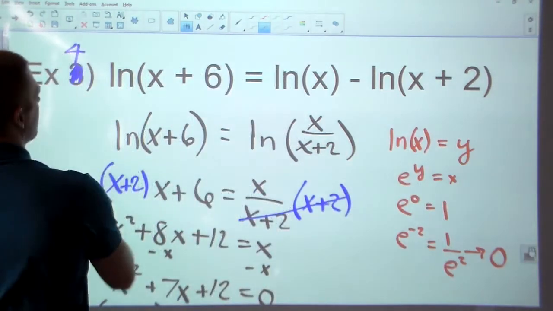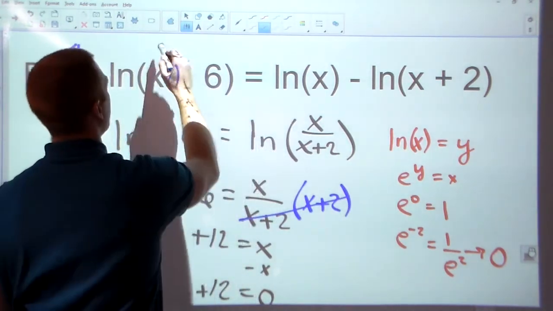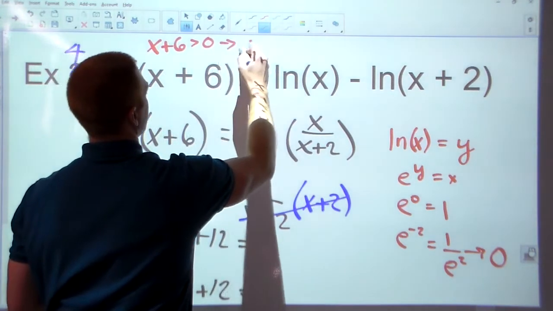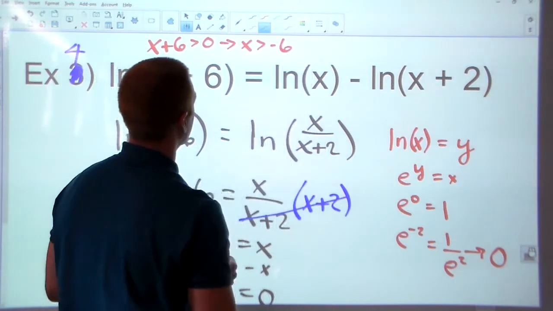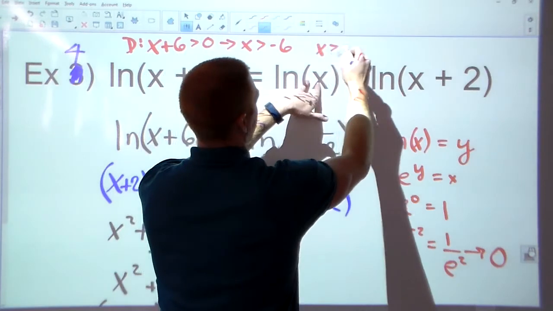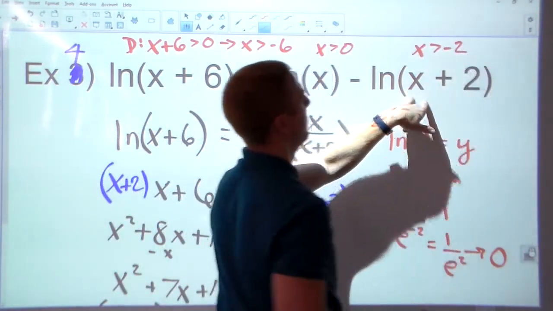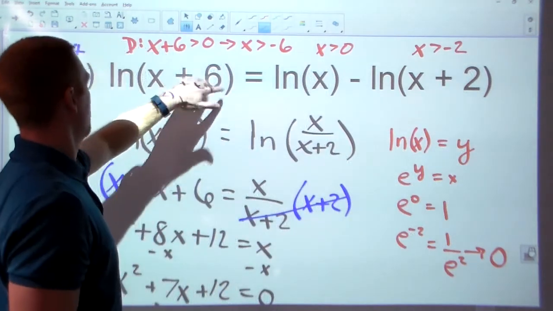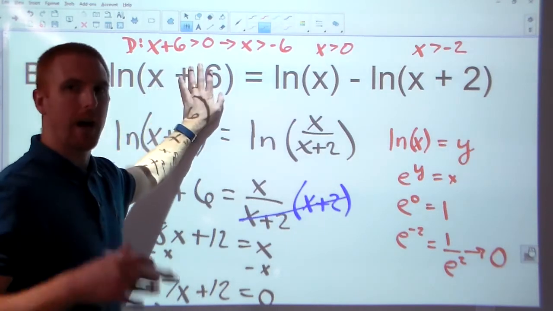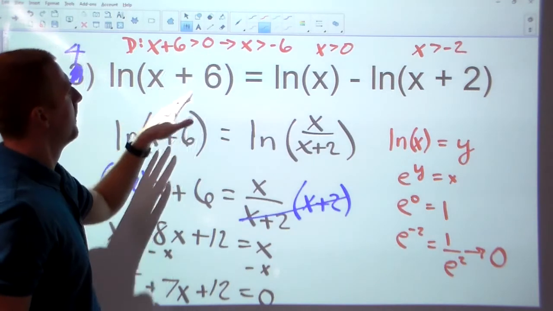But for your domains, since what's inside of here cannot be equal to or less than 0, x plus 6 has got to be greater than 0. So that tells me that x has to be bigger than -6 for the domain. For this part, x would have to be bigger than 0. For this part, x would have to be bigger than -2. I'm just saying that what's inside of here cannot be 0 or negative. So whatever's inside of here has to be positive. That's how you check. So you just say x plus 6 is bigger than 0, and see what it comes out to tell you.